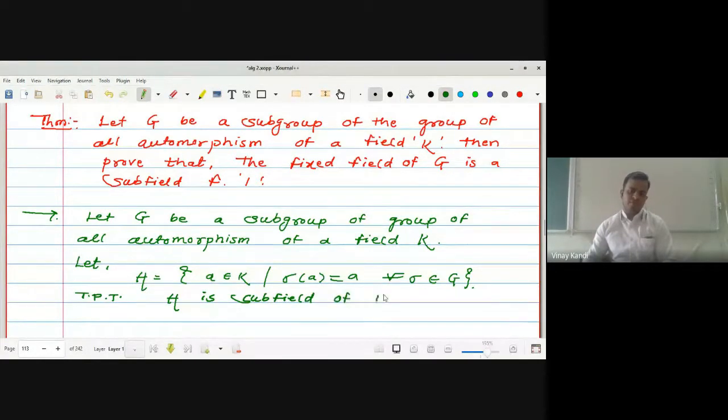Okay, what is this H? Where do we take its collection from? We take it from K. Okay, now we have to prove that H is a subfield of K. And this H itself is also a field.